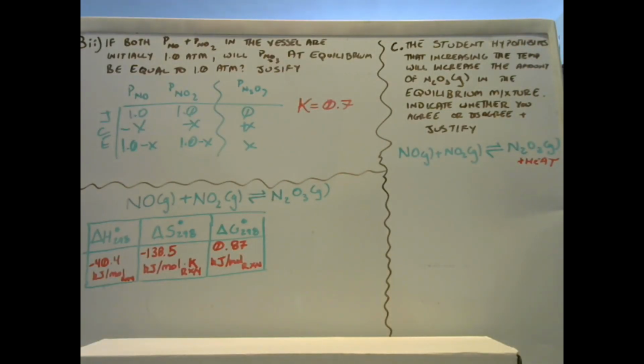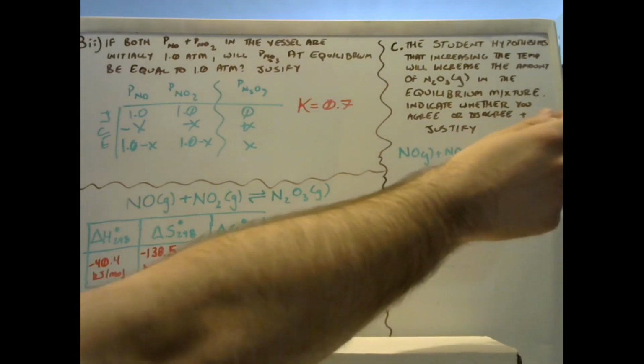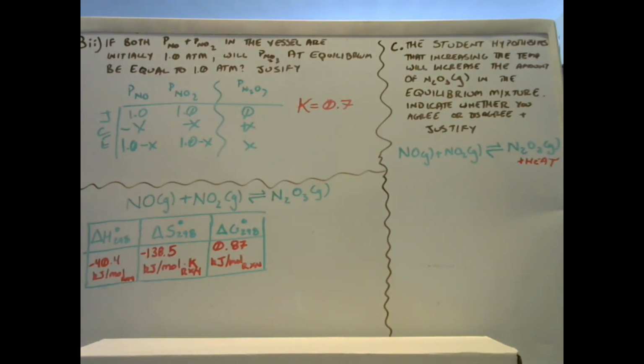Since heat is a product, increasing the temperature is in effect increasing the products. By increasing the products in any reaction, you shift the mixture to the opposite side, to the reactants. Adding reactants shifts to the products, adding products shifts to reactants. That's kind of the essence of Le Chatelier. It always moves to reduce the amount of stress on the situation. So by adding heat, we will remove N2O3 by shifting this reaction towards the reactants. So we have to disagree.